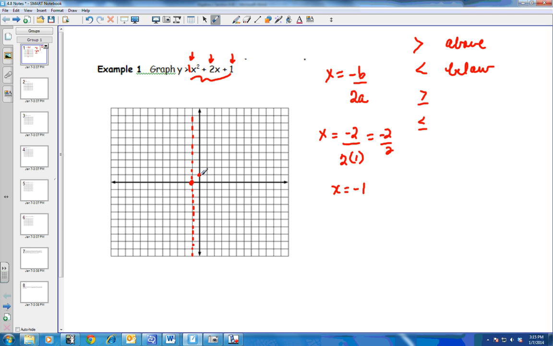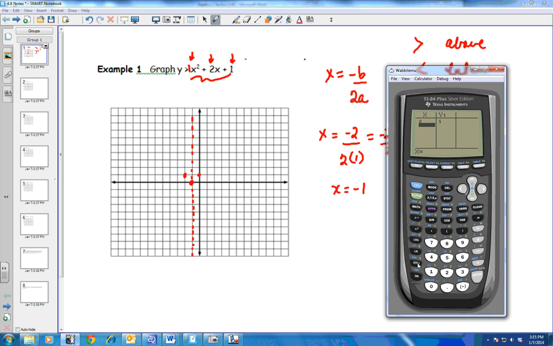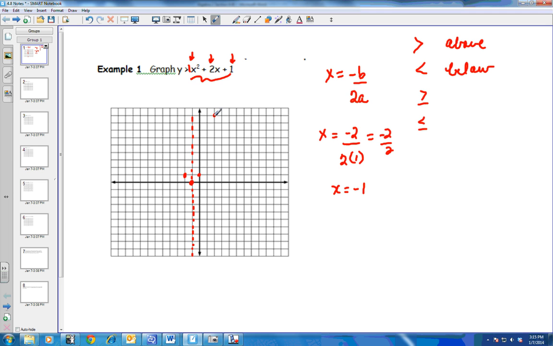And I also know if I have a point on this side, I have a point on the other side. Let's find one more point. Let's type in 2. So when x is 2, my y value is 9. So 1, 2, 3, 1, 2, 3. I have that same point over on the other side. And then I'm going to connect those.